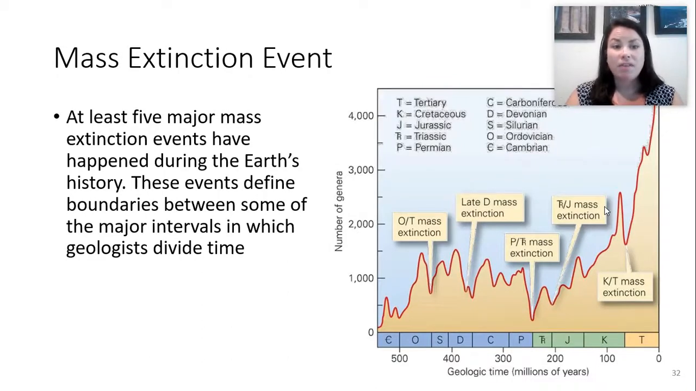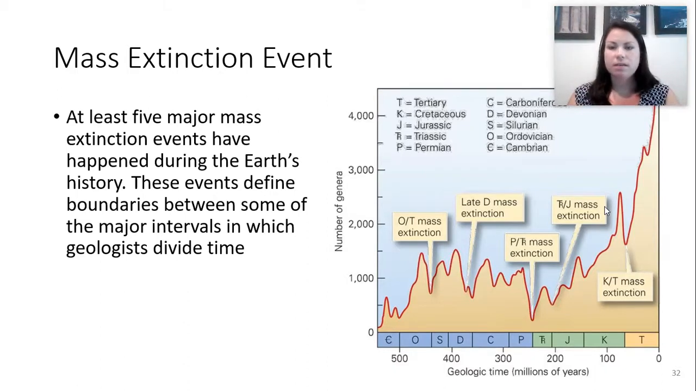Okay, a mass extinction event. There have been at least five during the Earth's history that have been recorded through the fossil record as well as rock records. And these events are how we break up some of our geologic time. When we talk about the different eras and eons and periods in geologic time, they usually correspond to some of these really large events. And this is how we break apart and describe those things.